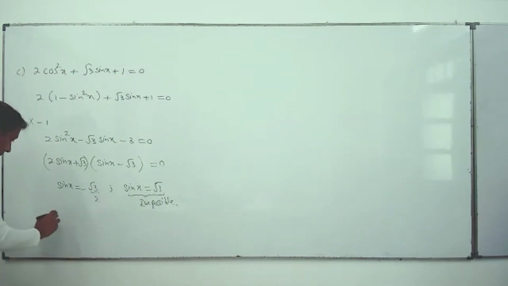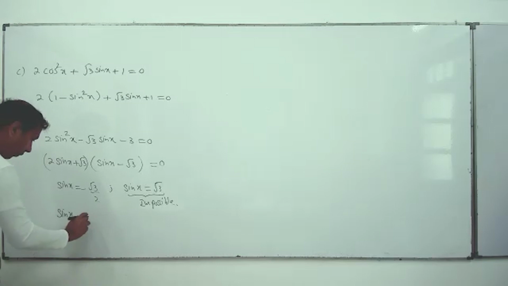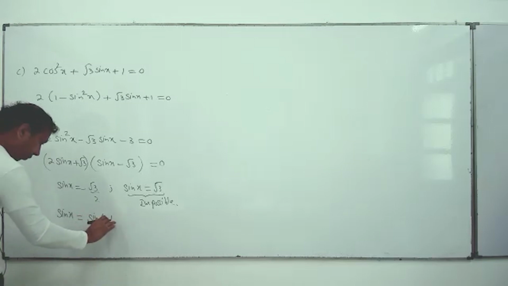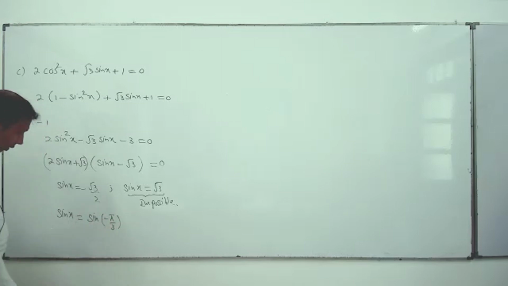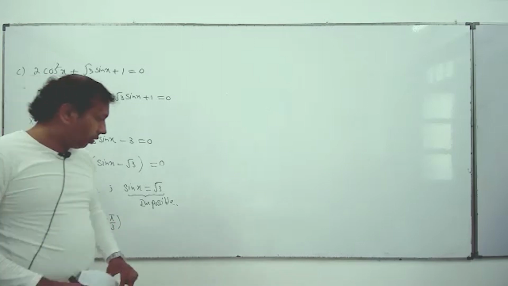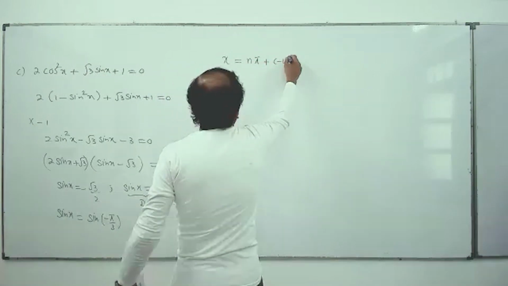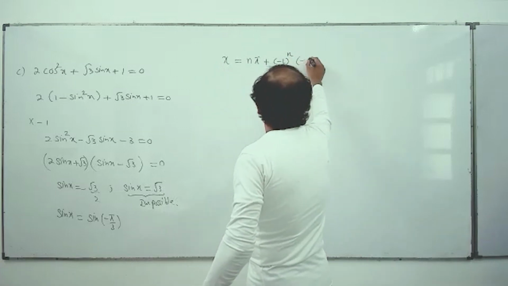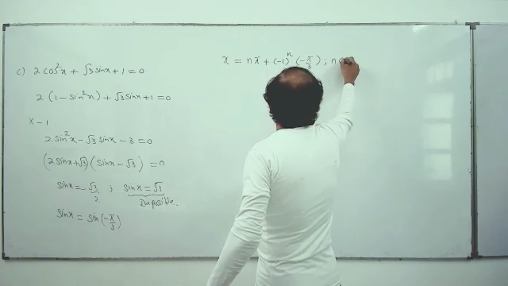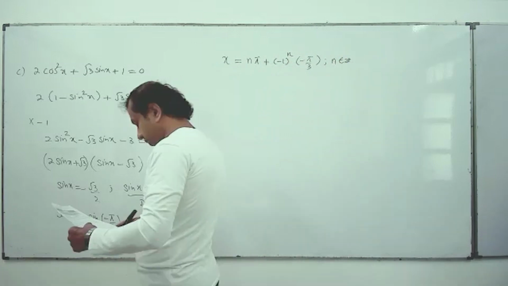This one you can write: sin x equals minus root 3 by 2. It should be sin minus 60, minus sin 60. Sin 60 is root 3 by 2, so minus root 3 by 2 comes like that. Sin x equals sin of minus pi by 3, so we can write x equals n pi plus minus 1 power n times minus pi by 3, where n is an integer. That you can take.